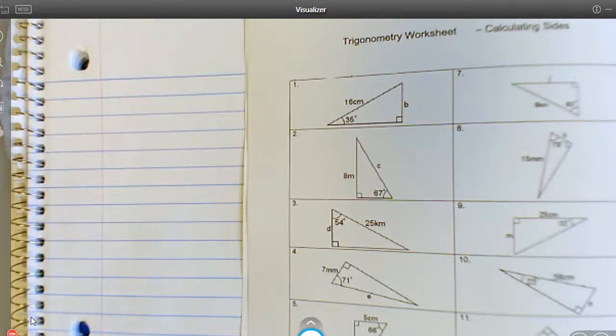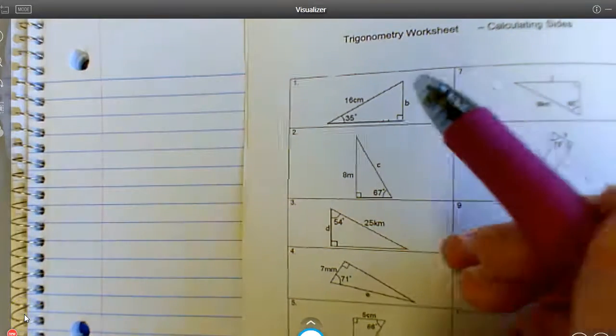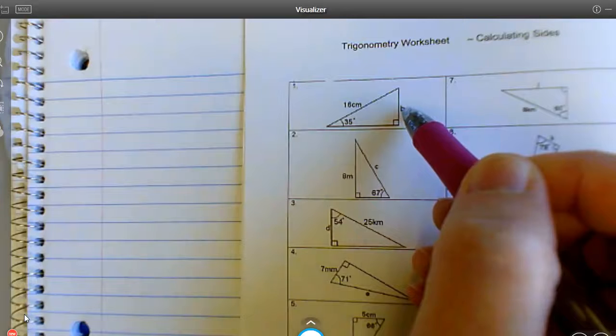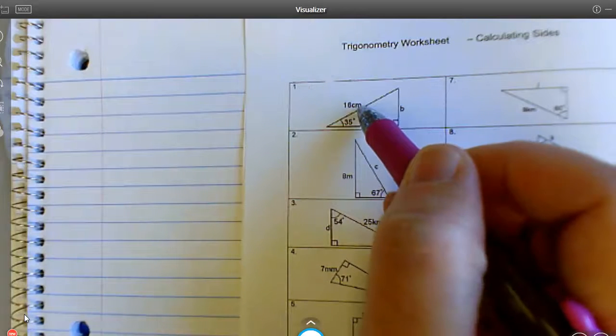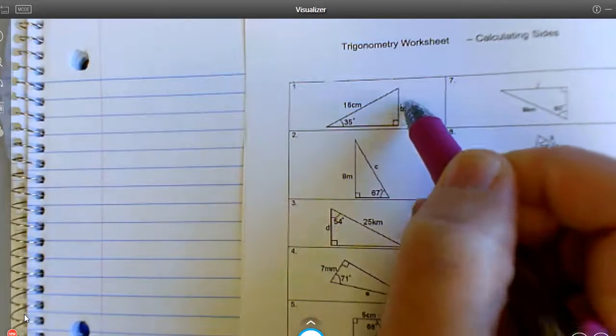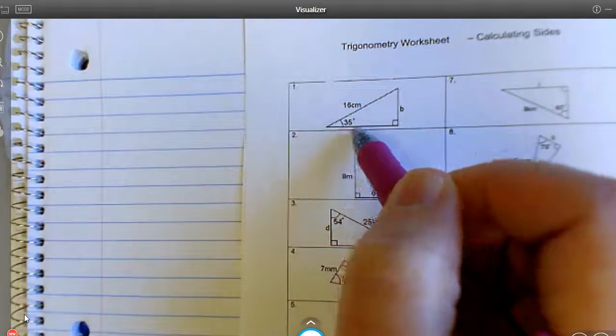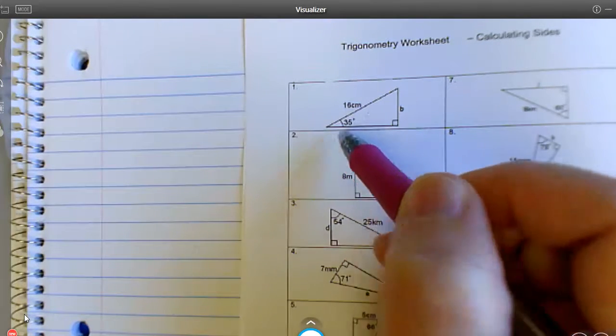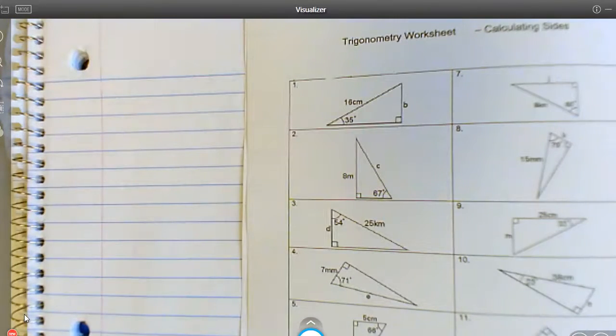So with these problems, we're still trying to find the sides. It's different from the last ones because we don't have two sides. You see, we've got one side, we've got an angle, we're looking for a side, and there's nothing on the third side. So I can't just use the Pythagorean Theorem because I don't have two sides. This is another time that sine, cosine, and tangent are really important.